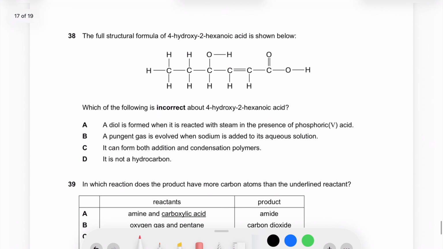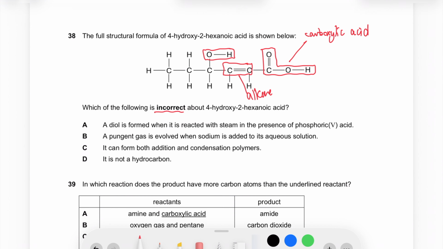Question 38. So you have this full structural formula. Which one is incorrect about this acid? Okay, so let's take a look. It has a COOH, a hydroxy group, alcohol, and then a C=C double bond. So this one is a carboxylic acid. This is under alkene. Then this is under alcohol. Okay, so a diol is formed when it reacts with steam in the presence of phosphoric acid.